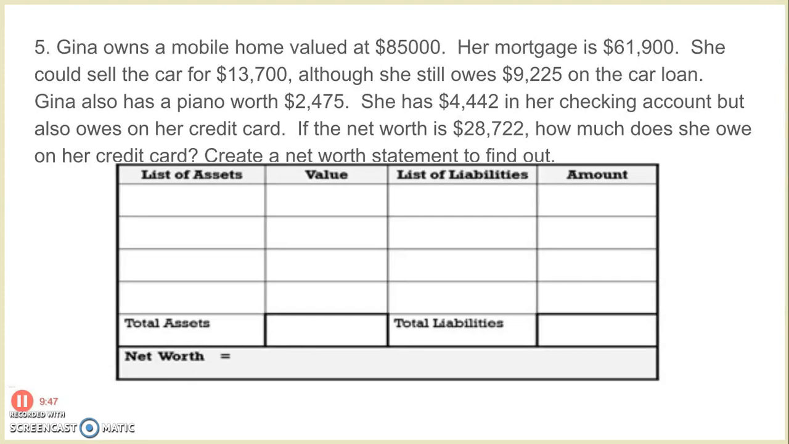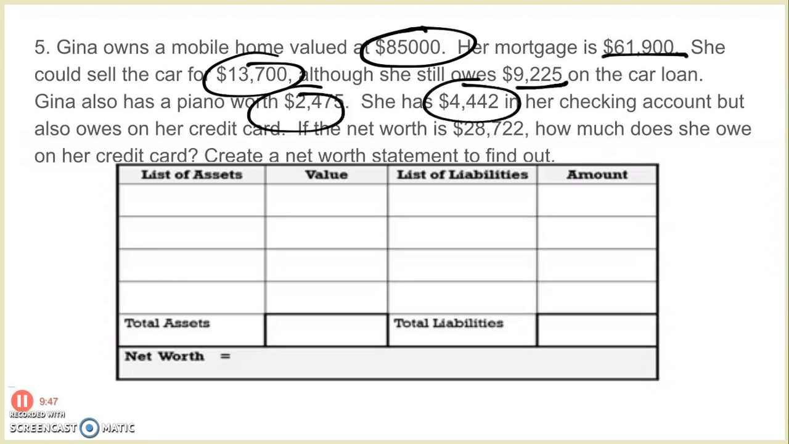All right, so let's go ahead. Circle our assets. Underline our liabilities. And we're going to box our net worth. All right, so go ahead and put that in your net worth box here. So we already know her net worth. All right, let's go ahead and list our assets.